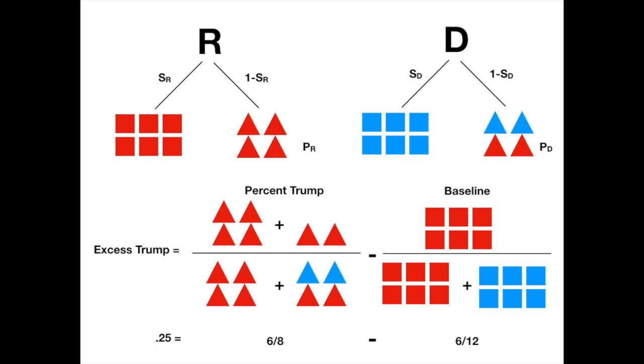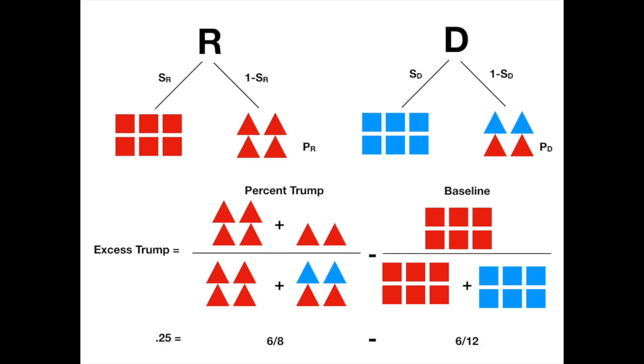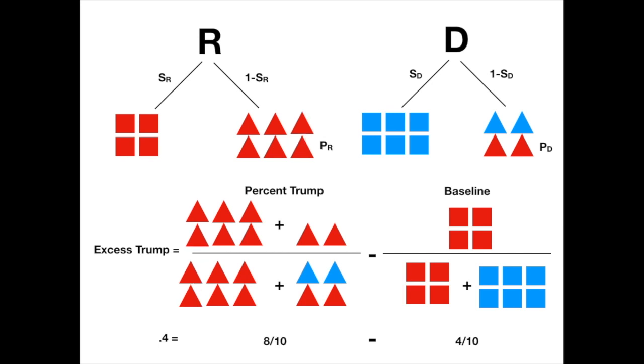The other thing that's strange about this metric is this. If we move some of those Republican straight ticket voters over to be individual candidate voters, but don't change their votes at all. So in the previous case, we had 6 squares and 4 triangles on the Republican side. Now we have 4 squares and 6 triangles. Then we get a totally different number. So when we calculate this excess Trump vote, we now get 0.4.